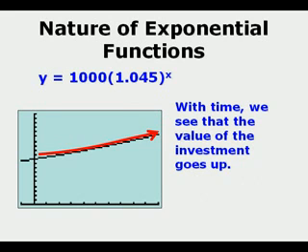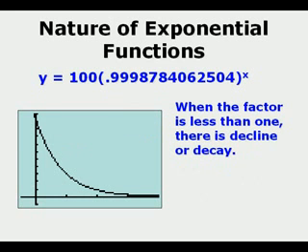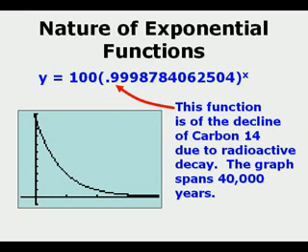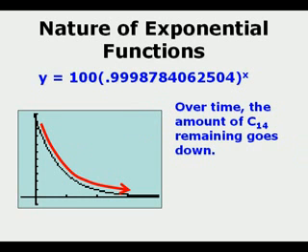Now another function, y equals 100 times 0.9998, etc., to the power of x. Here we have a situation where the factor is less than 1, and so there is decline or decay. This function is of the decline of carbon-14 due to radioactive decay. The graph spans 40,000 years. And over time, the amount of carbon-14 remaining goes down. As it decays, it changes back into nitrogen, and so that's very useful.